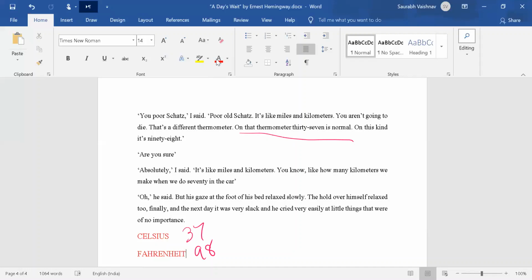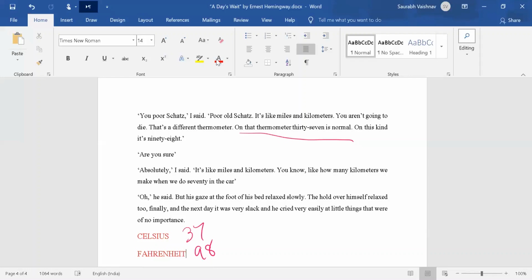But because the doctor had said 102 degrees, Shaz thought that he was now going to die because he had heard that people die at 44 degrees. So the father helps him realize and says, absolutely, nothing is going to happen to you. It's like miles and kilometers, like how many kilometers we make when we do 70 in the car.